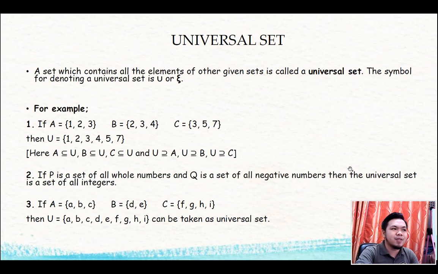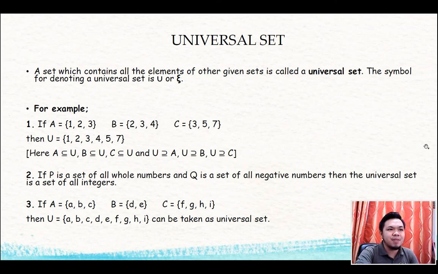Now, let's go with universal set. A universal set is a set which contains all the elements of other given sets. It's called a universal set. The symbol for denoting a universal set is U. For example, if A is equal to {1, 2, 3}, then B is equal to {2, 3, 4}, then C is equal to {3, 5, 7}, you just write it as a universal set.